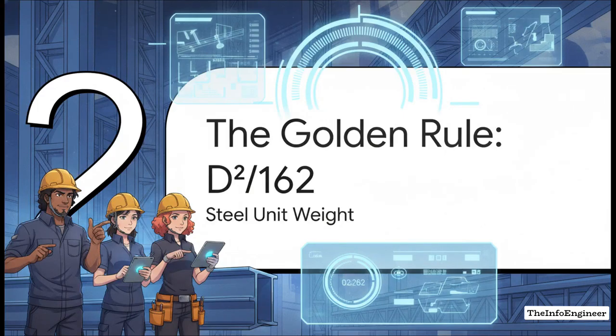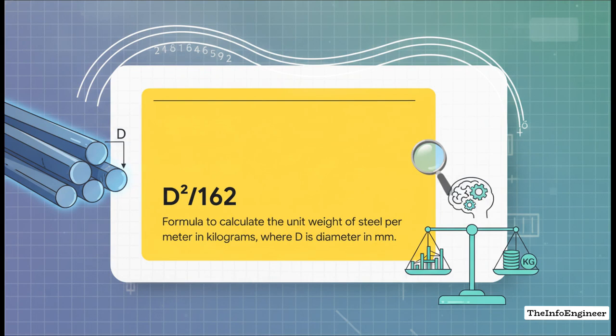Moving right along to Section 2, the golden rule, d squared over 162. This is all about steel unit weight. Translating that standard density into a practical, everyday site tool brings us to the single most vital mathematical formula in your entire arsenal. You absolutely must memorize the d squared over 162 rule. It is the absolute foundation for estimating the exact tonnage you're going to need to order.